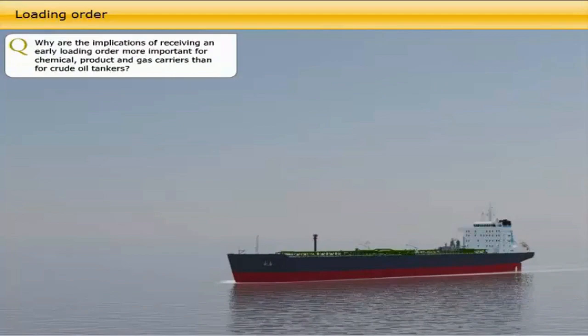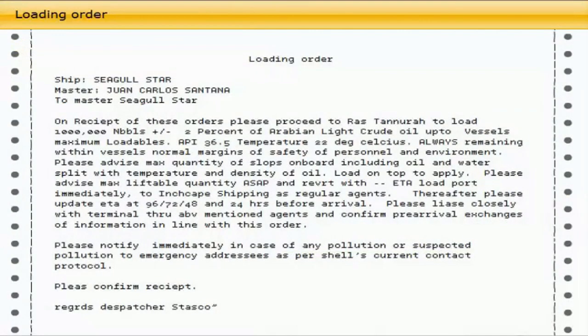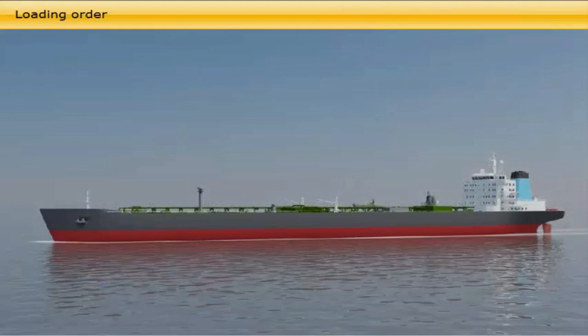Why are the implications of receiving an early loading order more important for chemical, product and gas carriers than for crude oil tankers? The loading order is the basic information needed in order to prepare the vessel for loading. The loading order may vary depending on several factors. For example, the ship is trading worldwide in the spot market, trading worldwide on a time charter party, or trading as a shuttle tanker on time charter in a fixed area, etc. Requirements for the notification of notice of readiness, laytime, etc.